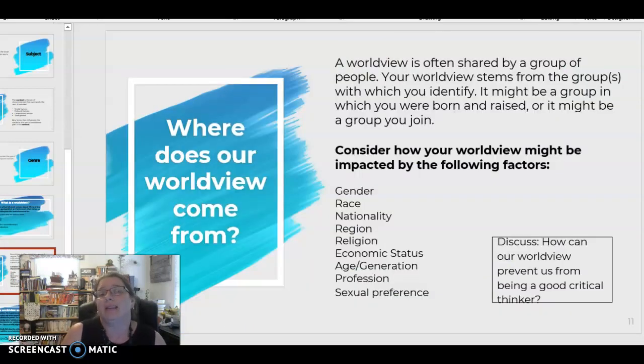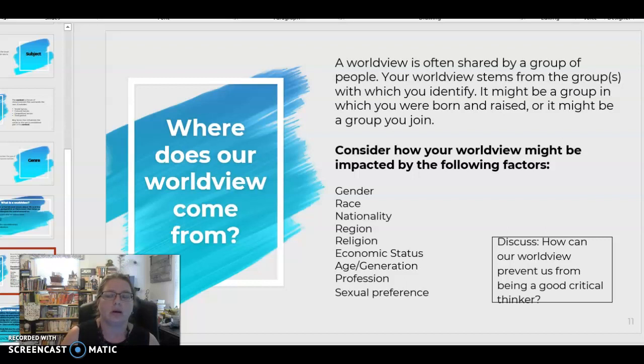But where do we get that worldview? We're not born with it. It certainly is shaped over time based on our circumstances in life, the experiences that we've had. Worldviews can differ based on metrics like gender, race, nationality, religion, wealth, where you live, how old you are, what kind of work you do, or your sexual preference. All of those are factors that can impact a person's worldview. So my worldview might be different from your worldview if these factors are different between the two of us.